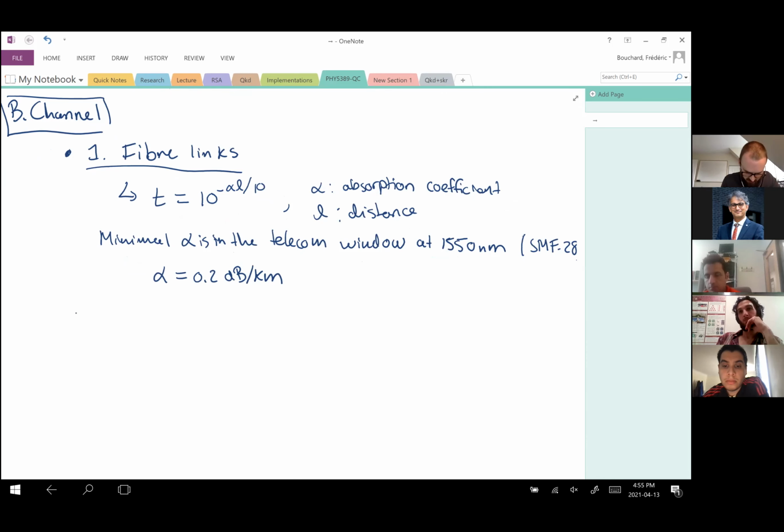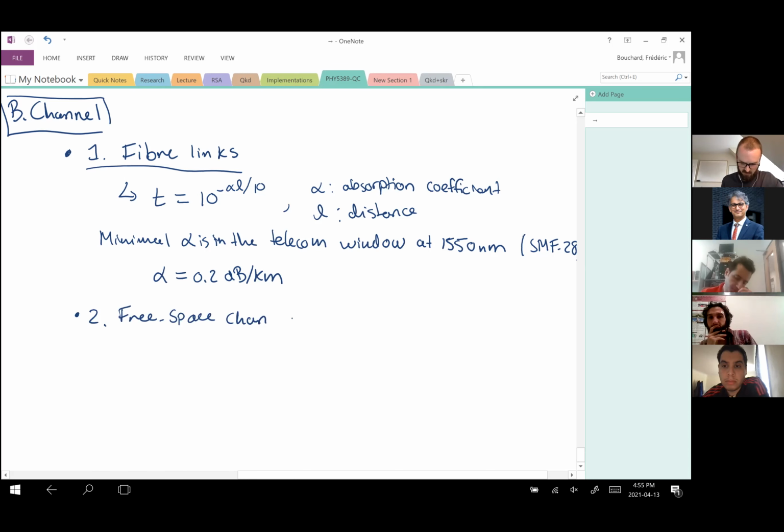Okay, forget that. The other type of channel will be free space channels. In particular, you have line of sight. That's literally if you have two setups at the top of two buildings, or if you have people at some distance and you want to have a QKD link, you would use a free space channel. So that's in a straight line.